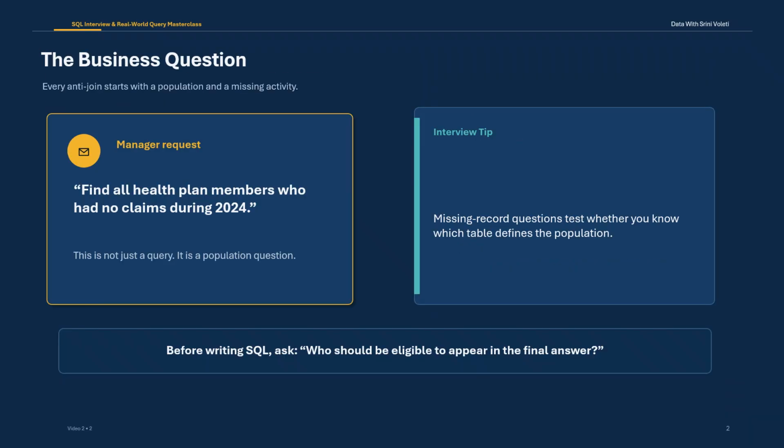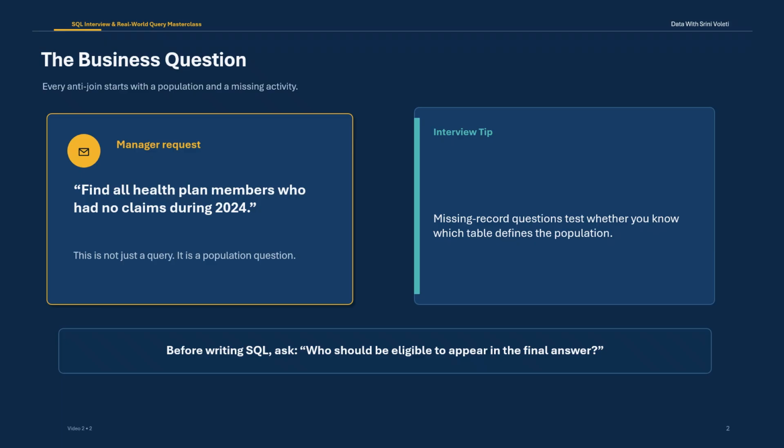Let us begin with the manager's request. Find all health plan members who had no claims during 2024. This sounds like a simple SQL question, but it's really a population question. Before writing code, ask who should be eligible to appear in the answer. The answer is every member in the health plan, not only members who appear in claims.